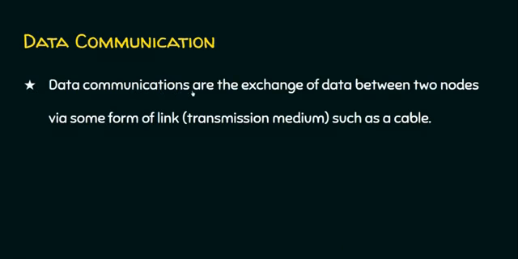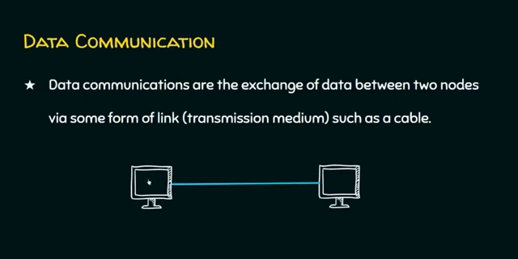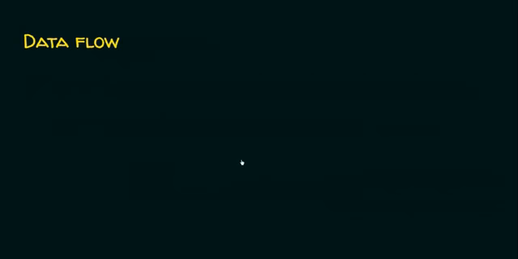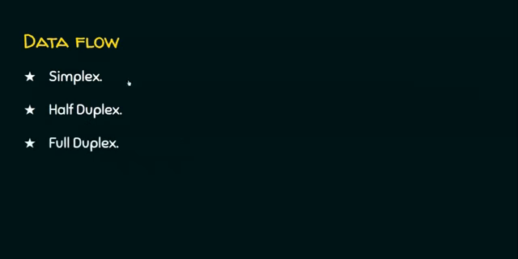Data communication is the exchange of data between two nodes. If there are two nodes, they are going to exchange data via some form of link or transmission medium. In this case, the transmission medium is the cable. We have seen data communication. It means two nodes are going to exchange data. Data flow means the data is going to flow from one node to another node. And there are three different flows: simplex, half duplex, full duplex. We shall see all these three data flows in detail.